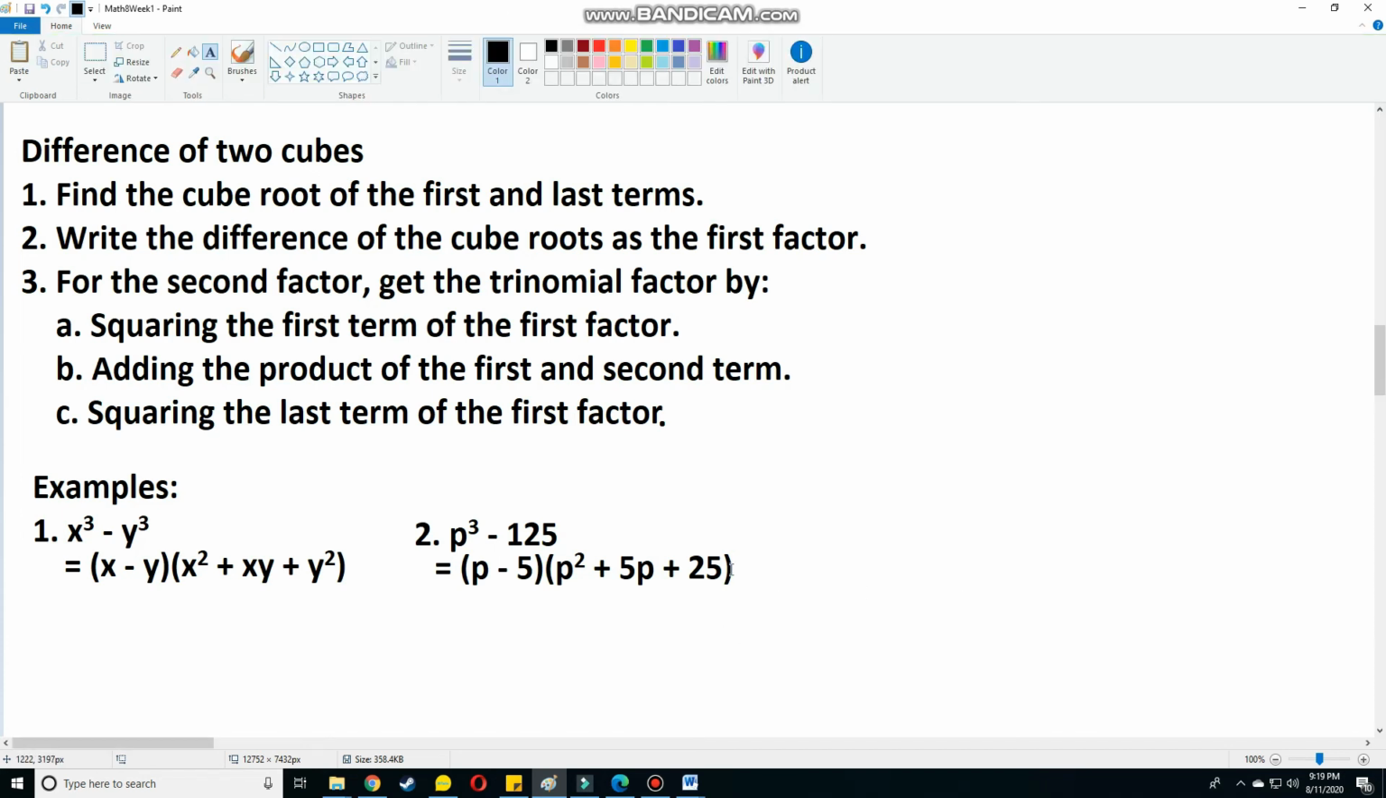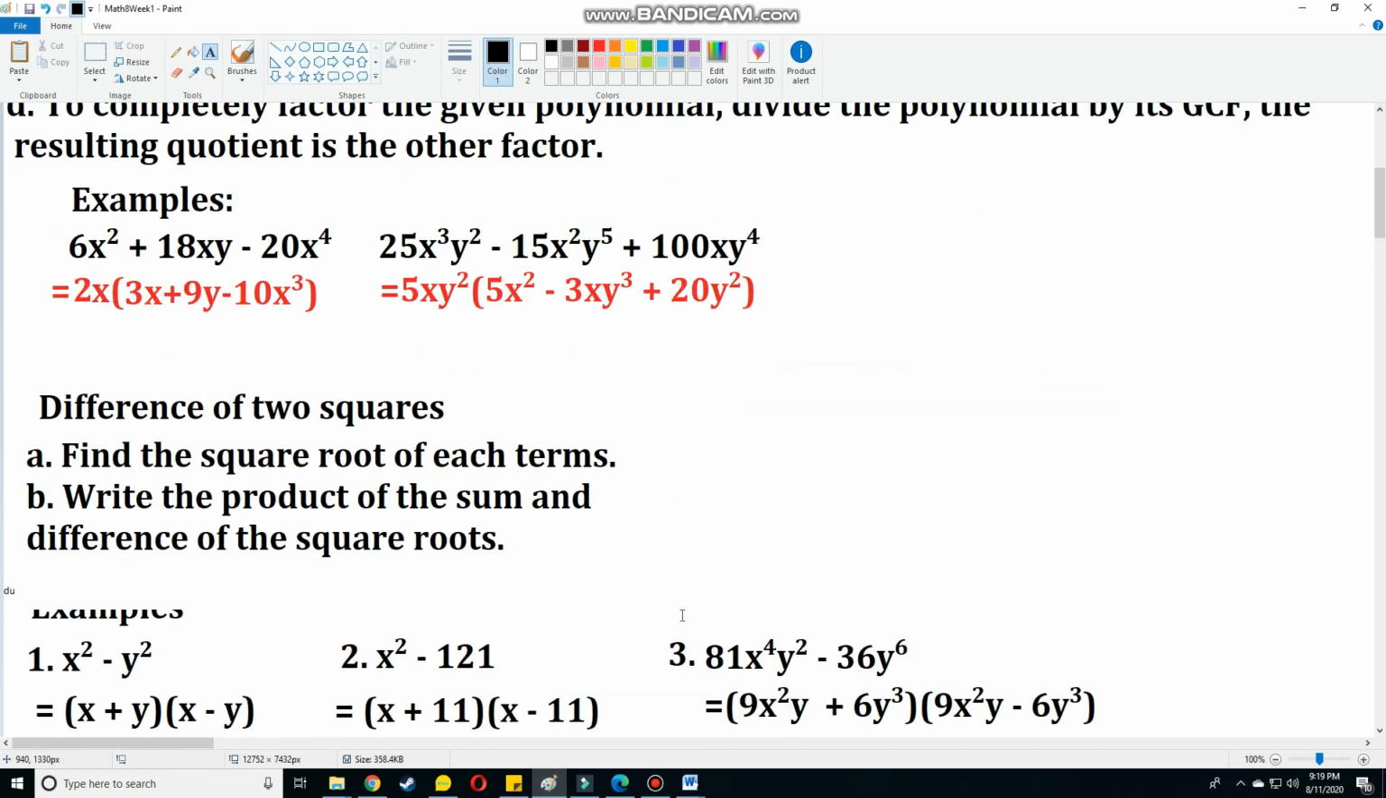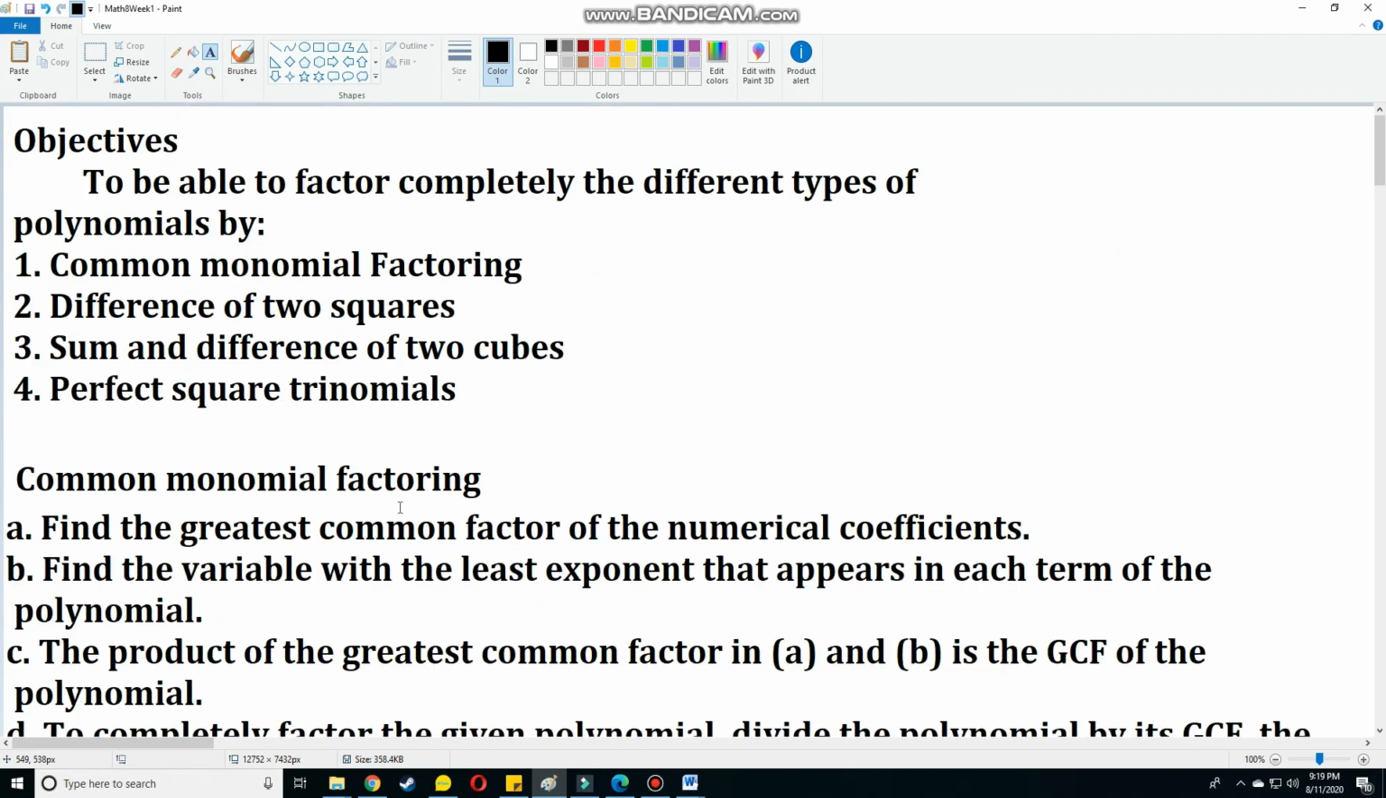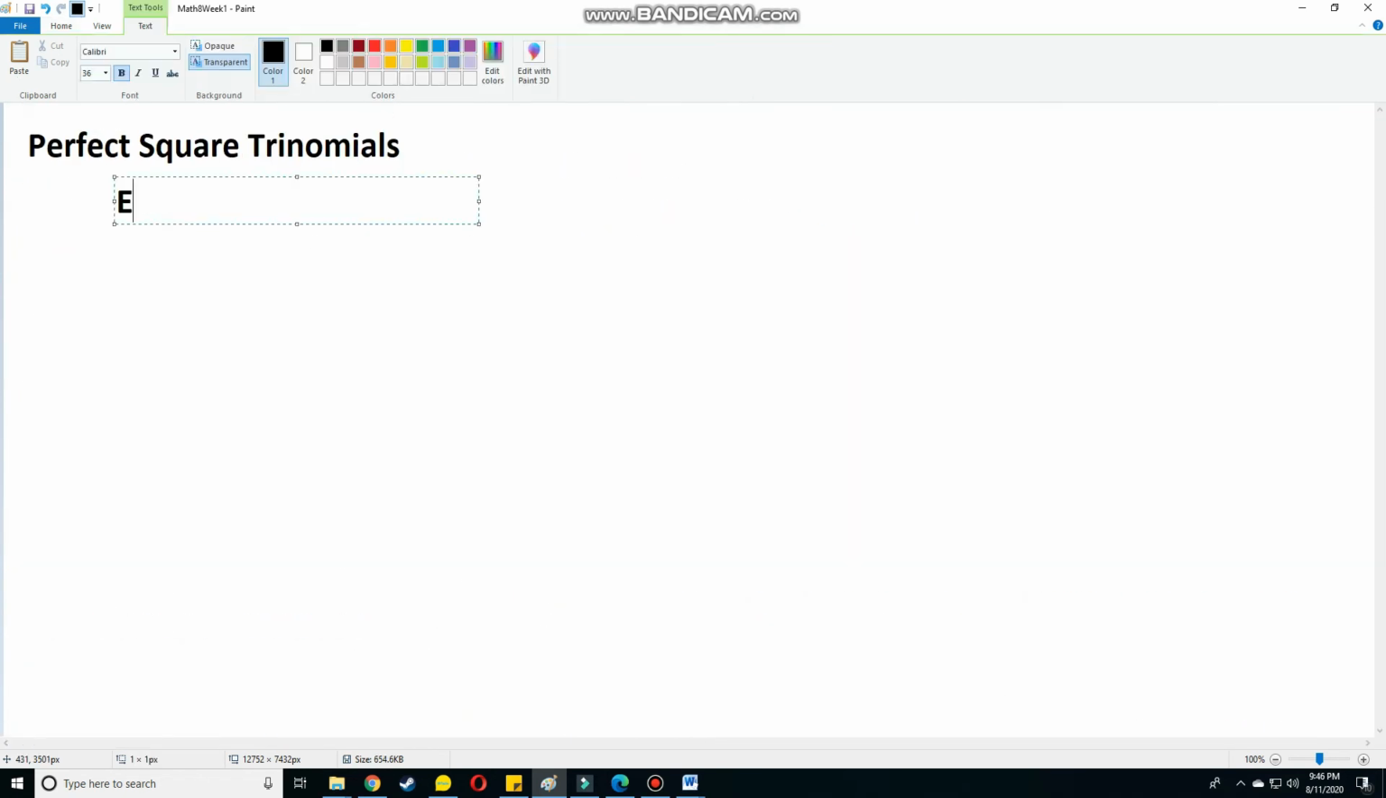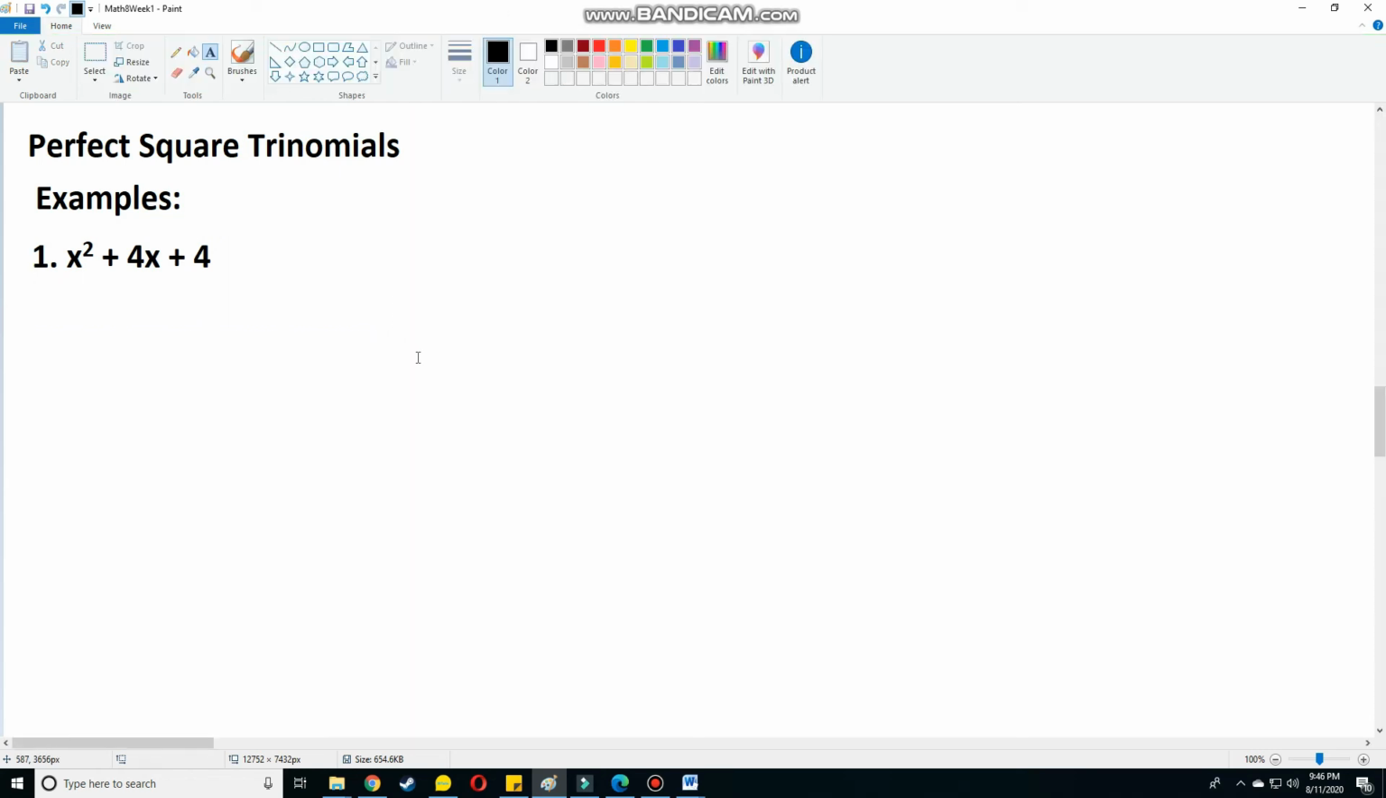Okay, and right now let us continue to our perfect square trinomials. And now let us go directly to our examples. So our first example would be x squared plus 4x plus 4. This is a perfect square trinomial. It's because the first term is a perfect square, and the last term is a perfect square, and the second term is equal to twice the root of the last term.